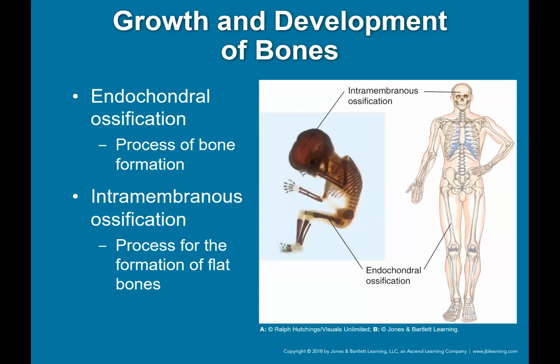Two classifications of how bones are formed. I wouldn't remember this, but endochondral ossification is the process of bone formation when we are about that small. Whereas intramembranous ossification is the formation of flat bones, such as our pelvis, such as our shoulder blades.